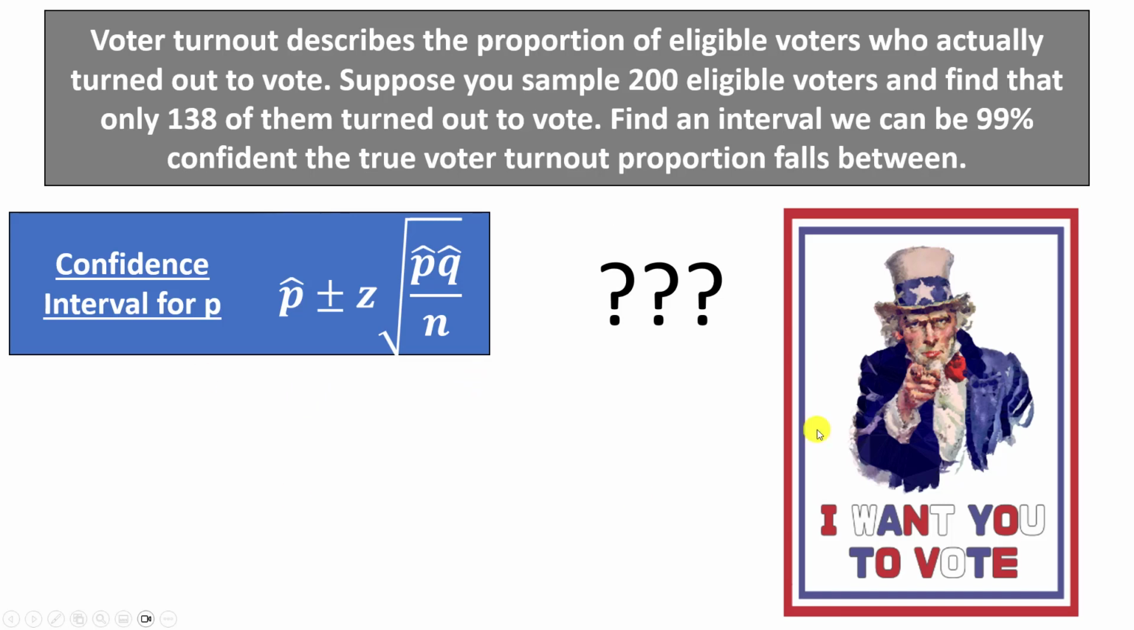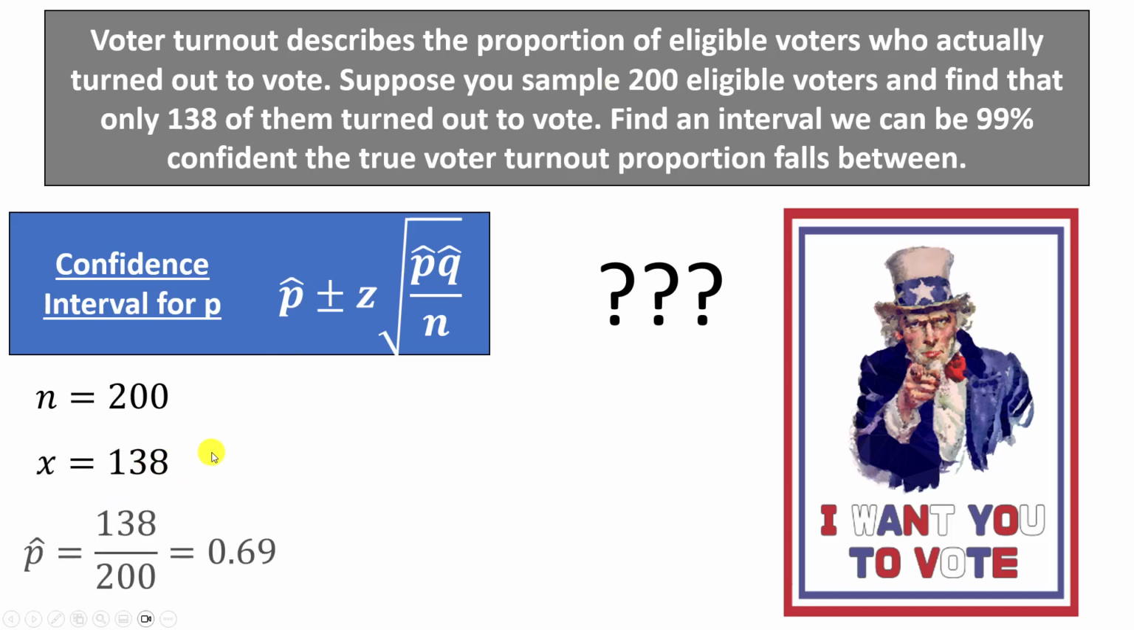All right, hopefully you've given it a shot. The first thing that you should have done is written out some of the given information and the symbols that went along with those numbers. So we have a sample size of 200, so that would be our value for n. And from that sample size, we had 138 successes, or 138 individuals who did turn out to vote. So that's going to be our value for x. From those two numbers, we can calculate the sample proportion, 138 divided by 200, which is equal to 0.69. That means that 69% of the individuals from our sample actually turned out to vote.